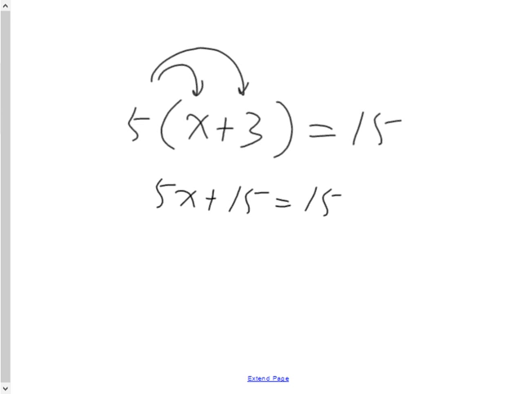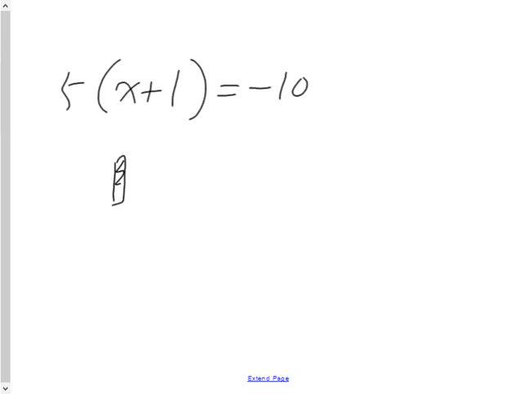Now, aside from expanding, there is another thing we can do to solve it. So if I was to draw this and say this is x plus 1, and if I was to say, well, 5 groups of that, there's 1, 2, 3, 4.